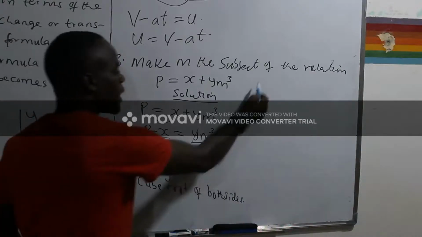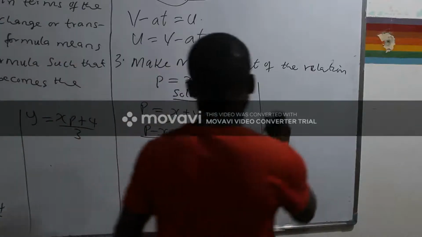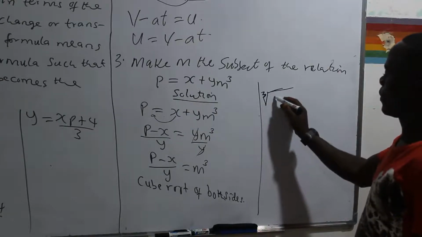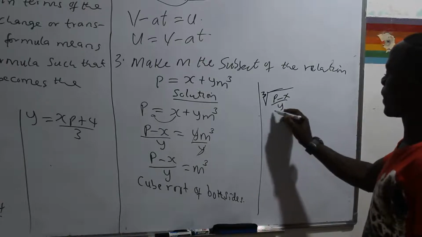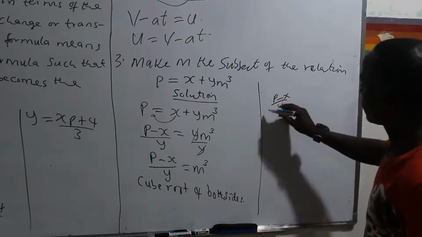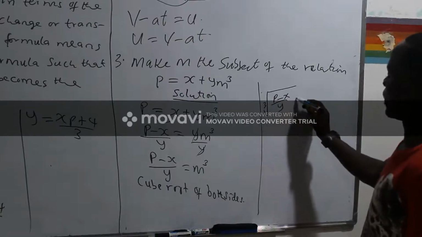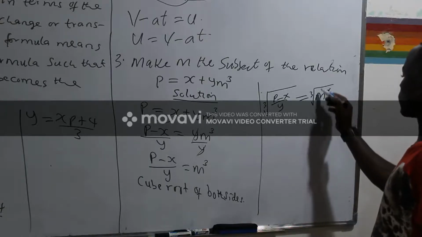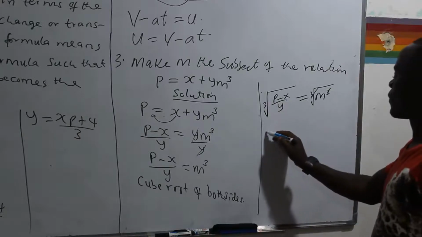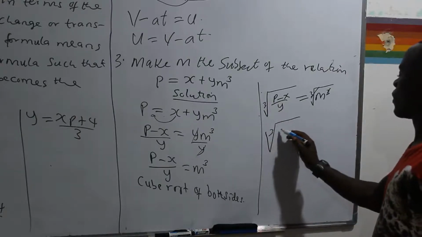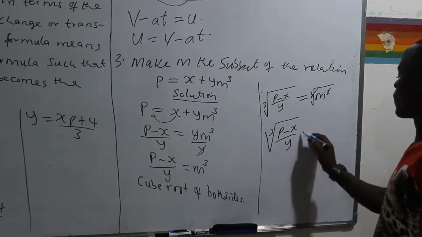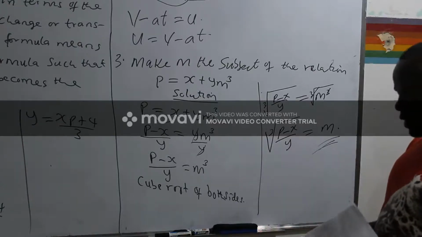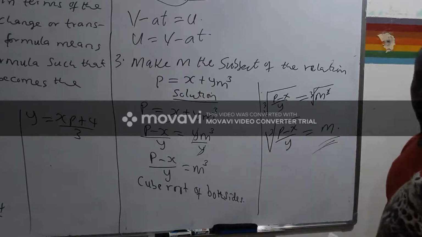Okay? And when we do that, we are going to have it like this. Cube root of P minus X all over Y. Let me write it properly. Cube root, and that will be M cube. We take the cube root here, so that this cube will take away this root. And then we will now have cube root of P minus X over Y equals M. And therefore, we are finished making M the subject of this formula. Of course, it's simple and straightforward.